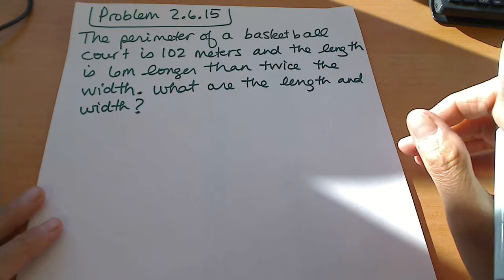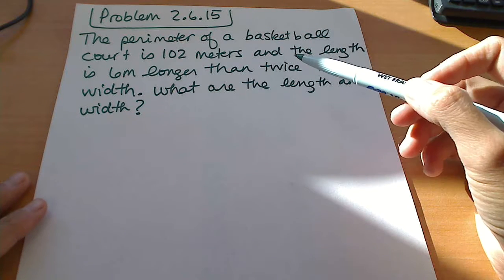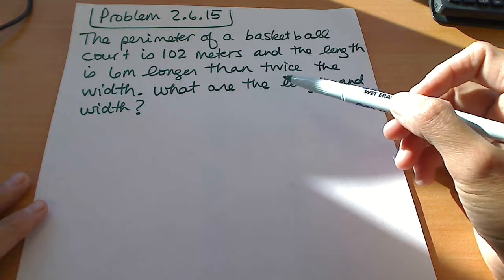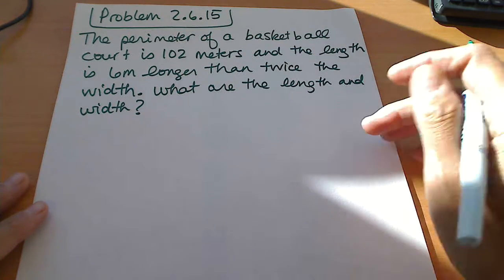Right, this is problem 2.6.15. We have the perimeter of a basketball court is 102 meters and the length is 6 meters longer than twice the width. And we want to know what are the length and the width.